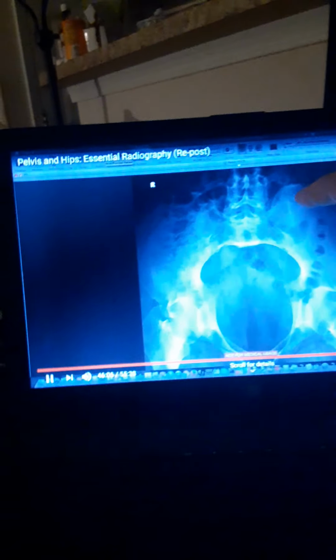Sacrum. So here's the normal side. Here's the abnormal side with a little bit of buckling there. So that's just a nice example where we actually can see a sacral fracture on the radiographs. As you know, a lot of times they're actually really difficult or impossible to see. Let's see this one.